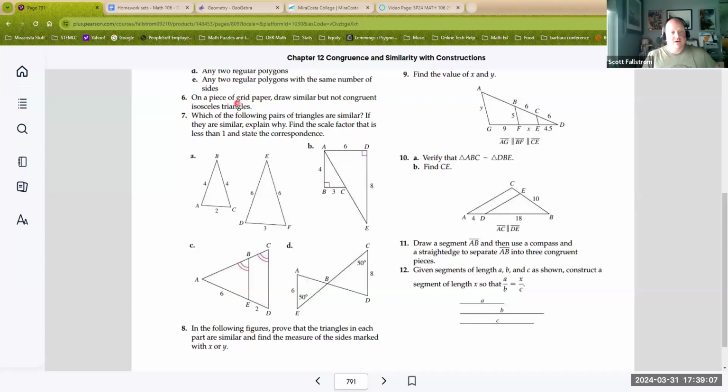Let's continue on. On a piece of grid paper, draw similar but not congruent isosceles triangles. Not a huge thing. I'll leave that to you. Which of the following pairs of triangles are similar? If they are similar, explain why.